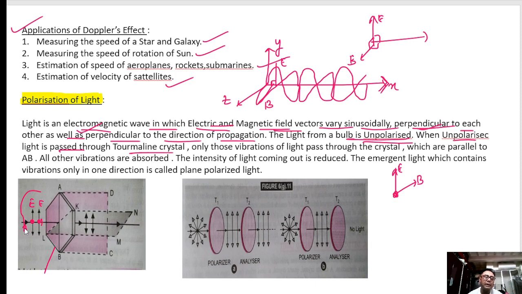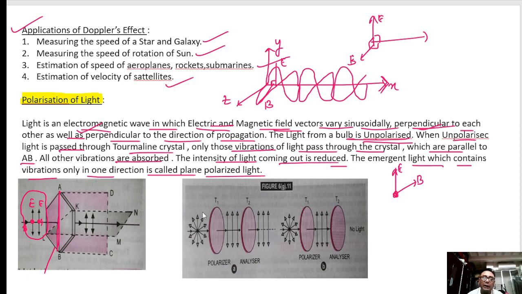So it is unpolarized. That means both electric and magnetic fields are there. So this light is coming from a bulb and when it is allowed to pass through a tourmaline crystal, only those vibrations of light pass through the crystal which are parallel to the AB. So see, this is the cutting of the tourmaline. That means only electric fields will be allowed to pass but not magnetic fields. So see, the circular dots are missing. That means only electric field vectors will be allowed to pass through. All other vibrations are absorbed. The intensity of light coming out is reduced because one component, that is the magnetic field, is being absorbed. The emergent light, which contains vibrations only in one direction, is called plane polarized light.